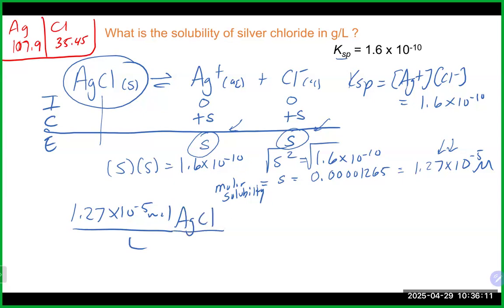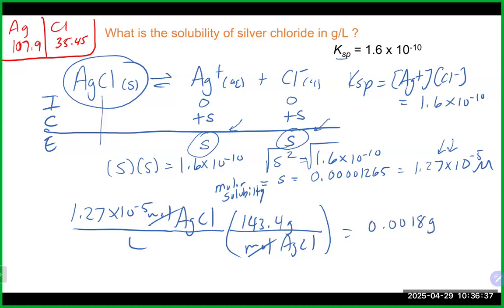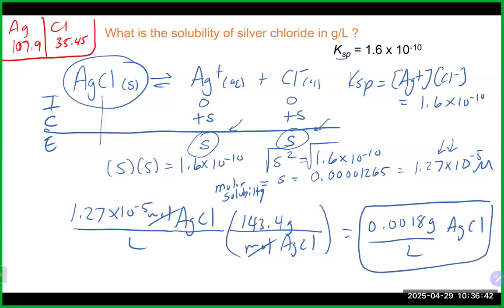We will need a little molar mass there from the periodic table, 107.9 plus 35.45, going to give us a molar mass of 143.4 grams per mole for silver chloride. Moles are going to cancel, and that's going to get us 0.0018 grams per liter of silver chloride. First off, any questions on the calculation?